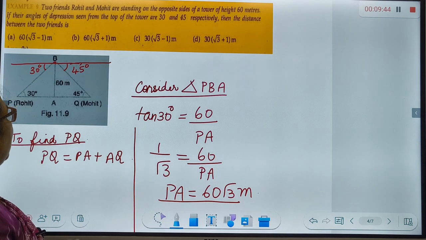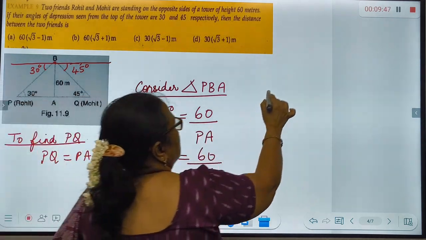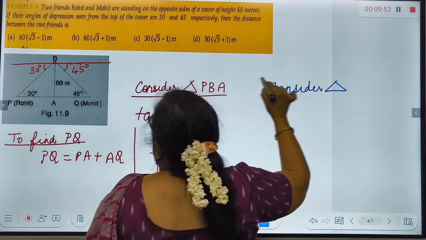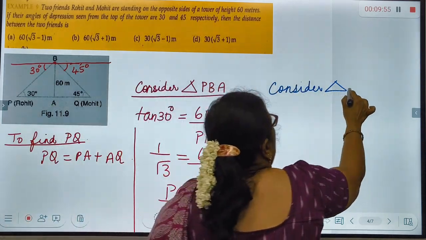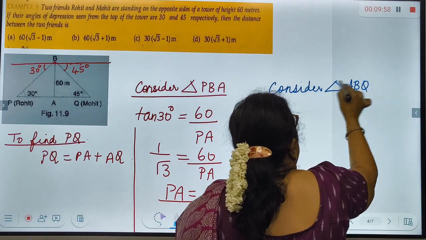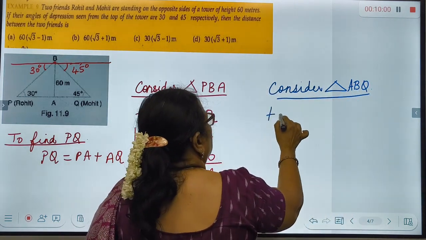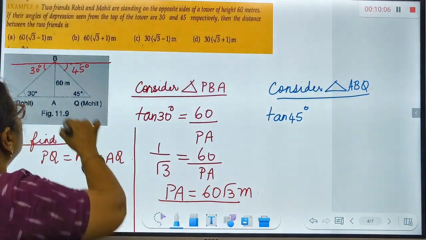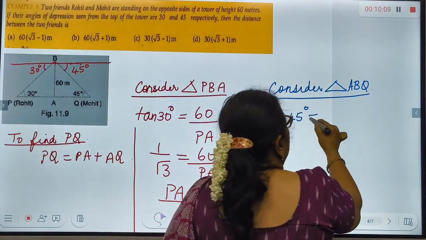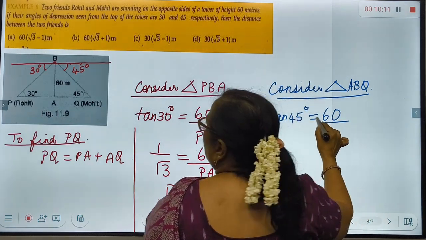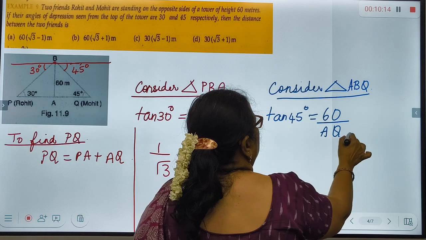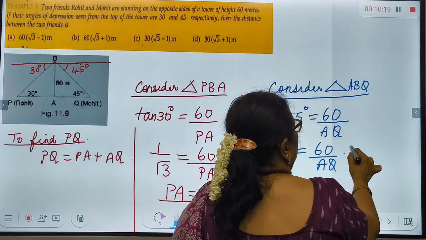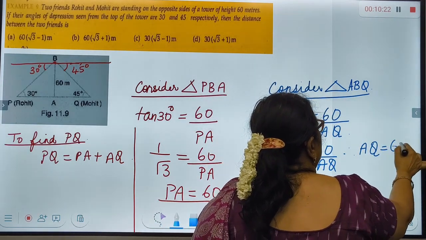Now I also have to find AQ. So look at the second triangle. So consider triangle, what triangle is that? ABQ. Now tan 45, because again I want the adjacent side and I know the opposite side. What is opposite side? 60. Tan 45 is 60 by AQ. Tan 45 you know is 1. 1 equal to 60 by AQ. Therefore, AQ equal to 60 meters.